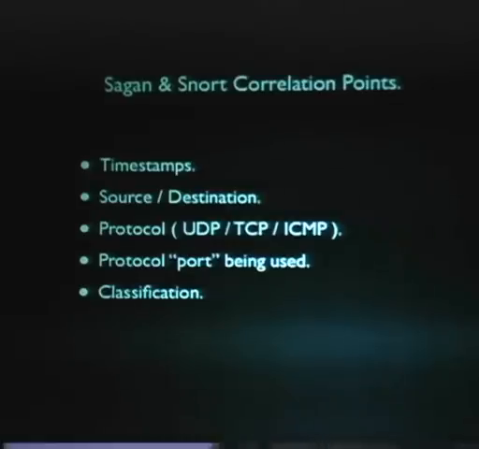And so we can do correlation between the log stuff and the IDS stuff across several points. Obviously, timestamps being one of them. Of course, I'm sure everybody runs something like Network Time Protocol, NTP. You can do it, as I said, by source and destination. You can also do it by protocol. I'm going to get into this pretty quickly. Sometimes the port, the target port, the source port, and the classifications.